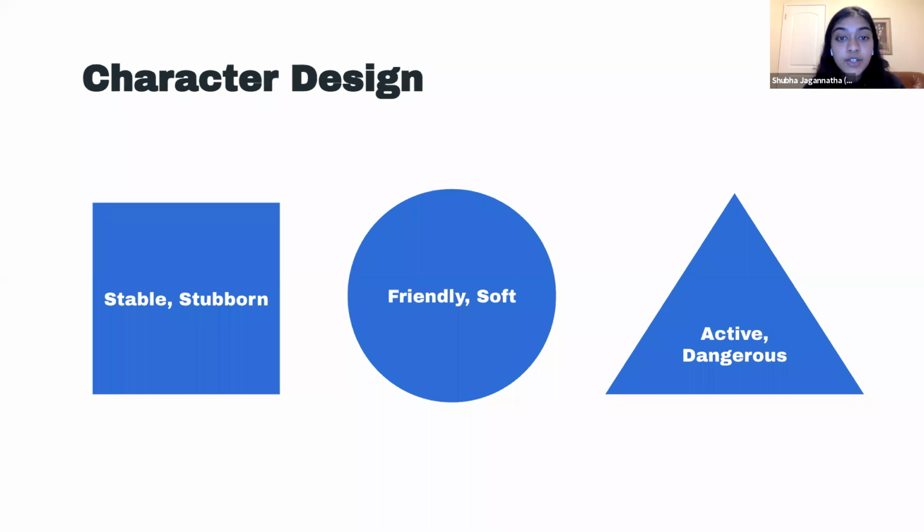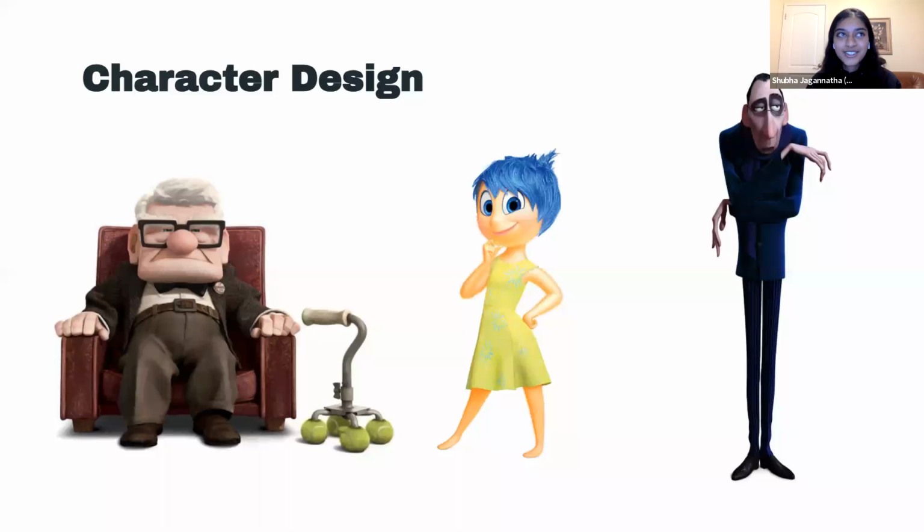So square-based characters are typically representative of stable and stubborn characters. And then people with circular bases are generally friendly and soft in their personalities. And triangles are used to represent kind of active or dangerous characters. So you'll actually see a lot of villains in animated movies are triangle-based. So let's do a quick exercise. Take a couple of seconds and try to spot all of the basic shapes that make up these characters.